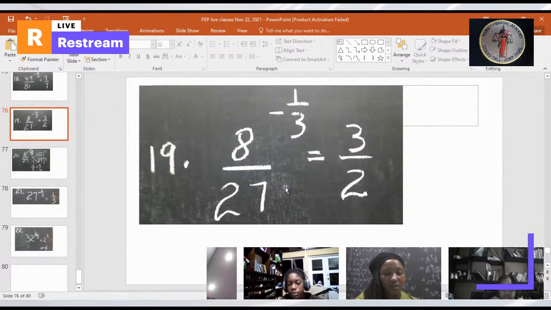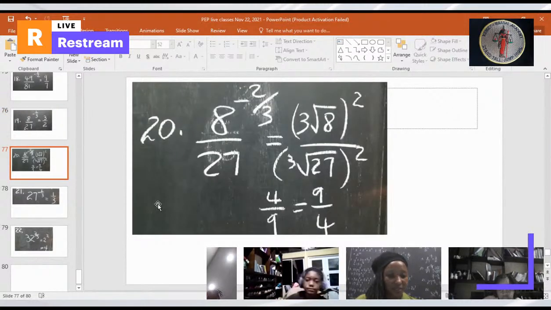Miss, the cube root of 27 is 3 and the cube root of 8 is 2. So if you reciprocate the fraction, you invert. Why do we invert the fraction? It's because it's raised to the negative 1 third. Okay, very good.